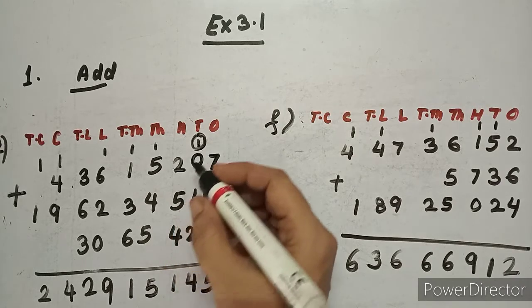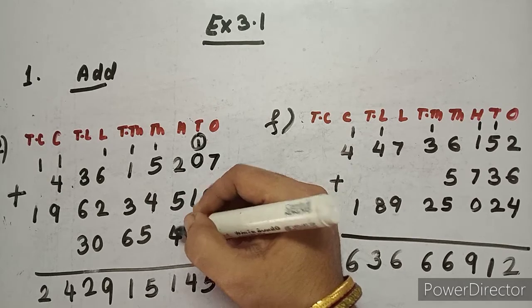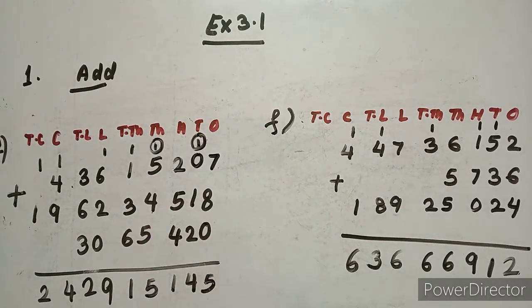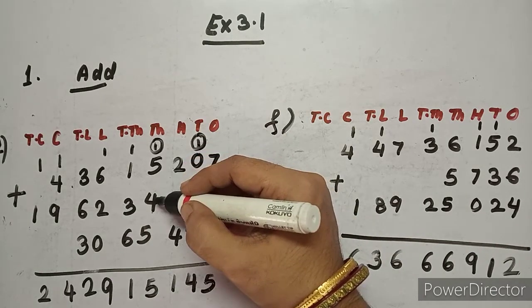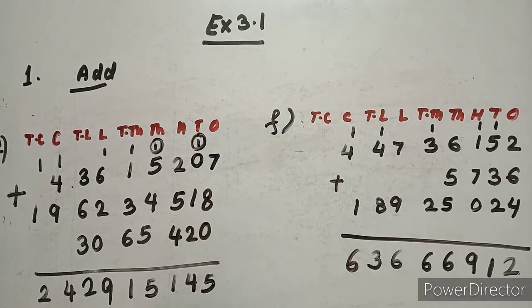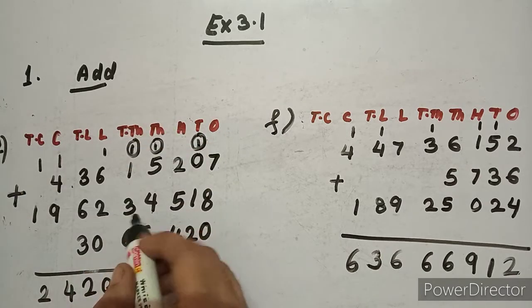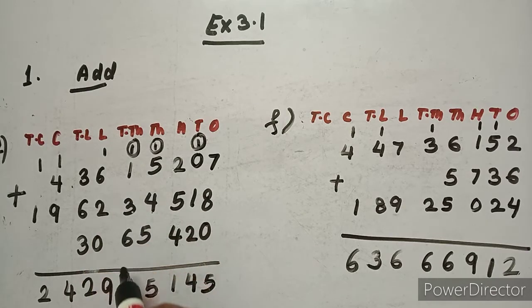Now go for your 100 place. 100 place you have 2 plus 5 plus 4 will give you 11, so 1, and here you have 1 as carryover. Then you have 5 plus 4 as 9, 9 plus 1 as 10, 10 plus 5 is 15. So 5 here and 1 carryover. Again you have 1 plus 1, 2, 2 plus 3 is 5, 5 plus 6 is 11. So 1 here and 1 is carry.